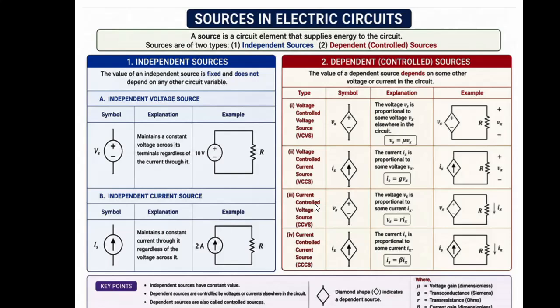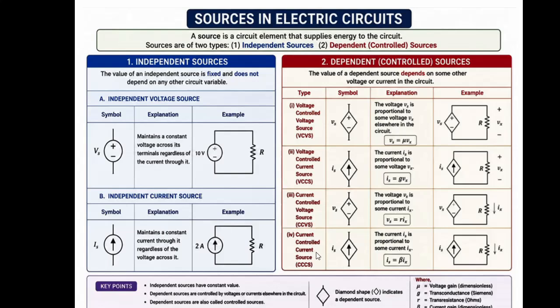Similarly, the current controlled voltage source means the value of this voltage source is dependent on the current through any branch in the circuit. We define the current controlled voltage source as a voltage Vs proportional to some current Ix in the circuit. In this example, the voltage source is connected in series with the resistor. The value of this voltage source depends on the current Ix flowing through the resistor. So the equation for this current controlled voltage source is Vs equal to R into Ix, where R is the transresistance. Its unit is ohm.